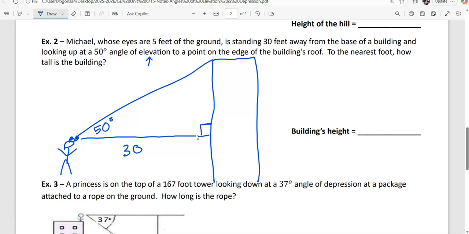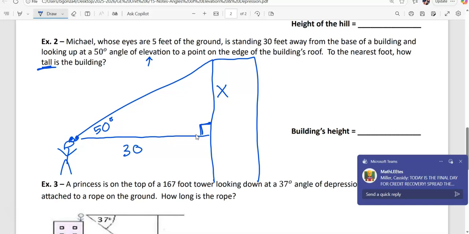Now this makes a nice right triangle. And what are we looking for? How tall is the building? So isn't tall over here, up and down? So put an X here. Now, can't you use trig to find this missing X? The answer is yes. But here's the second question. Is X what we're really looking for? Because it asks us to the nearest foot, how tall is the building?